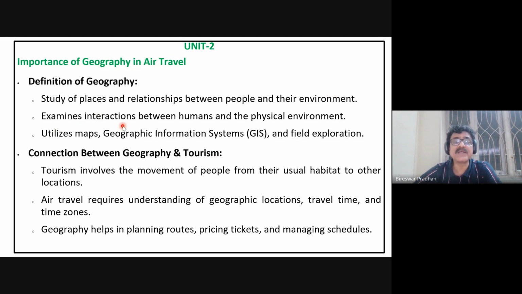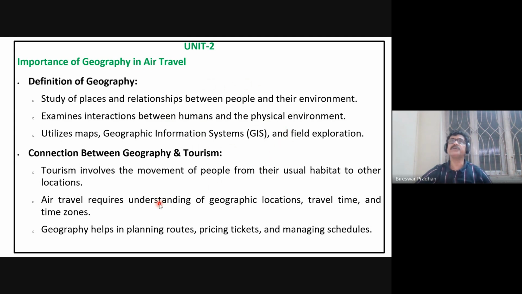We examine the interrelation and interaction between human and physical environment, because they are interacting each and every time. We utilize maps, geographic information systems, and field exploration. So these are the characteristics we can find out when we talk about the definition of geography.